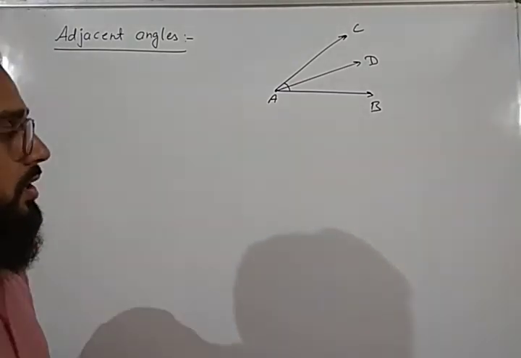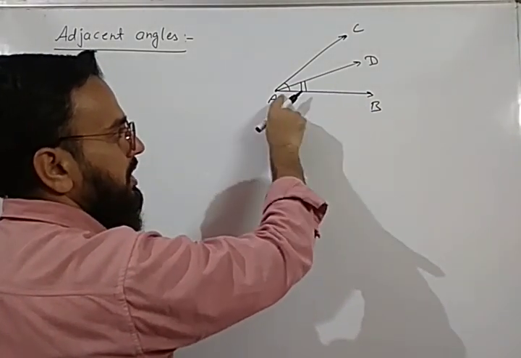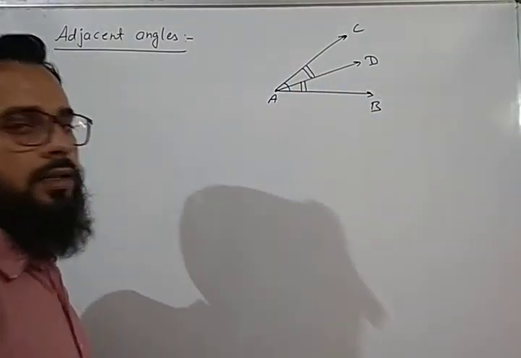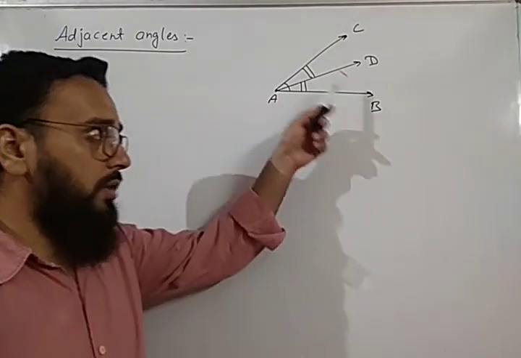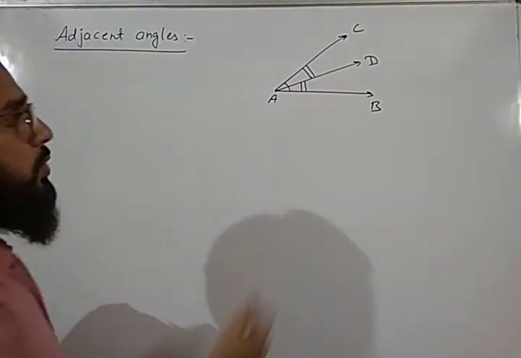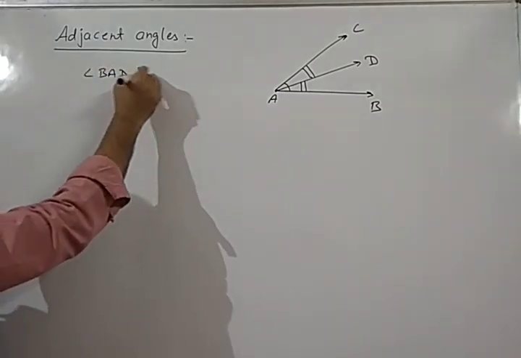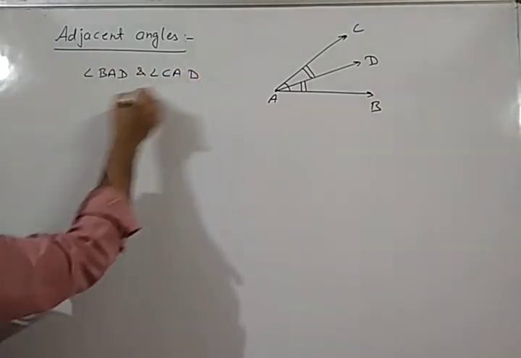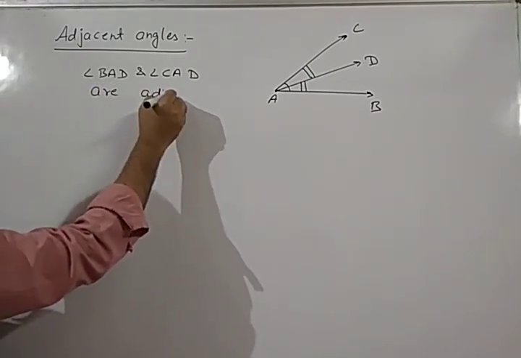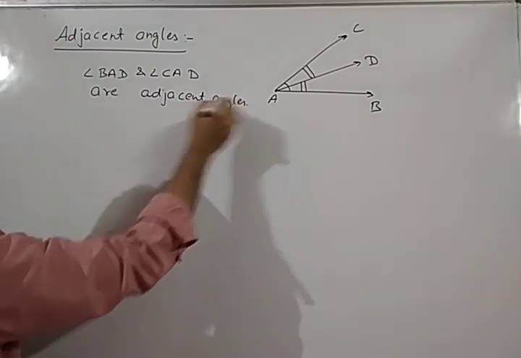Okay, so now two angles are formed. What are those two angles? Angle BAD and angle CAD. These are now two angles inside this particular angle, angle BAC. So these two angles, angle BAD and angle CAD, are called adjacent angles.